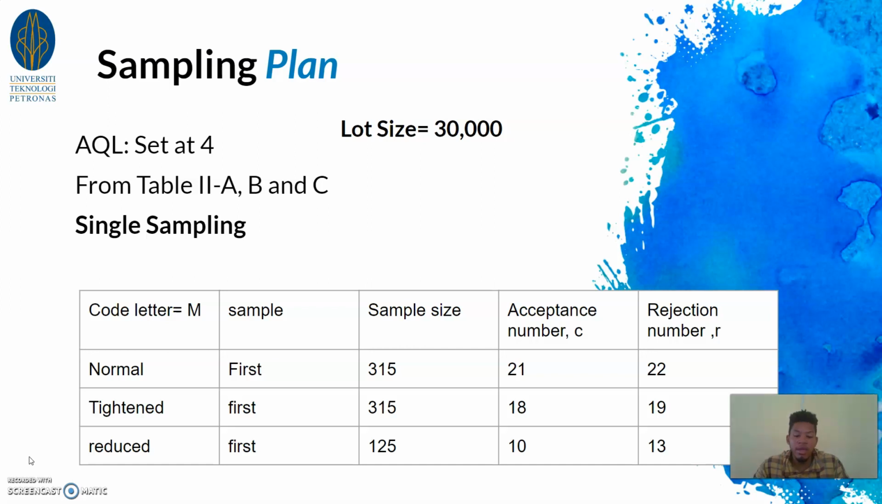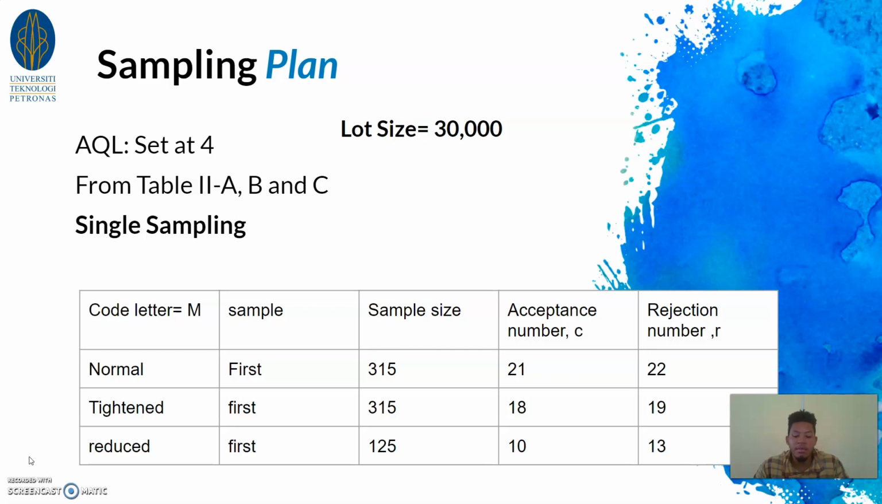A single sampling plan is a lot sentencing procedure in which one sample of n units is selected at random from the lot, and the disposition of the lot is determined based on the information contained in that sample. So 3 decisions can be made. One is to accept the lot, the other one is to reject the lot, and the third one is to take a second sample, which is double sampling.